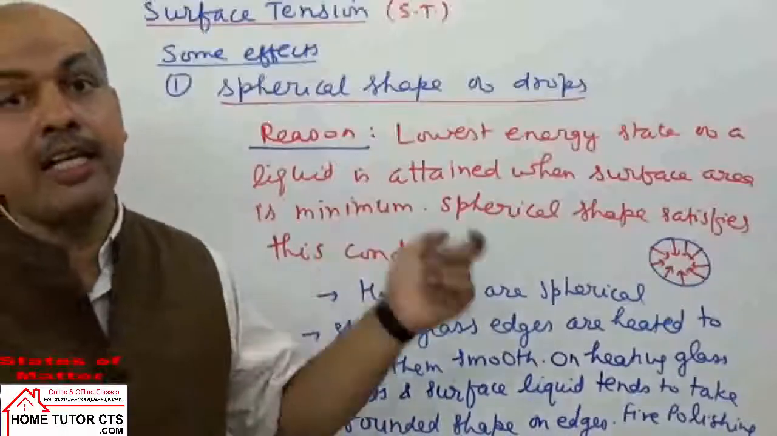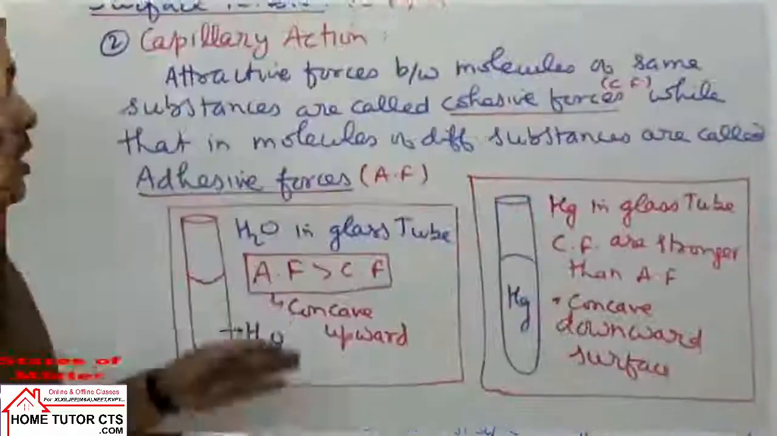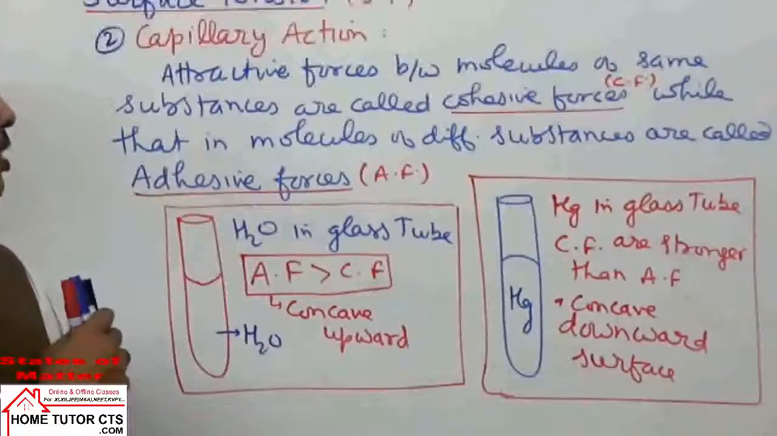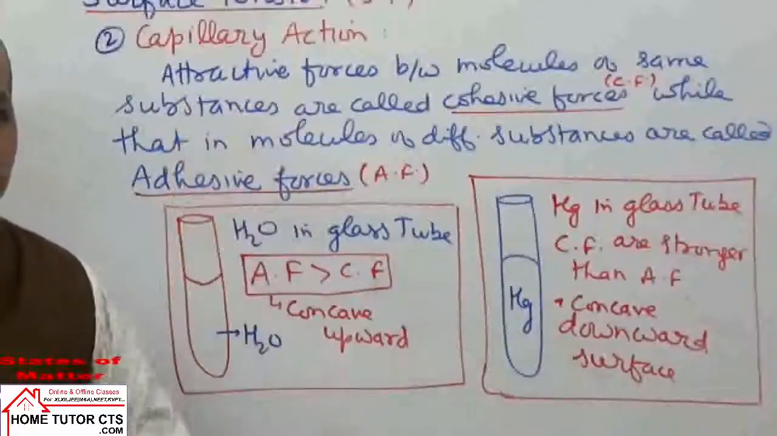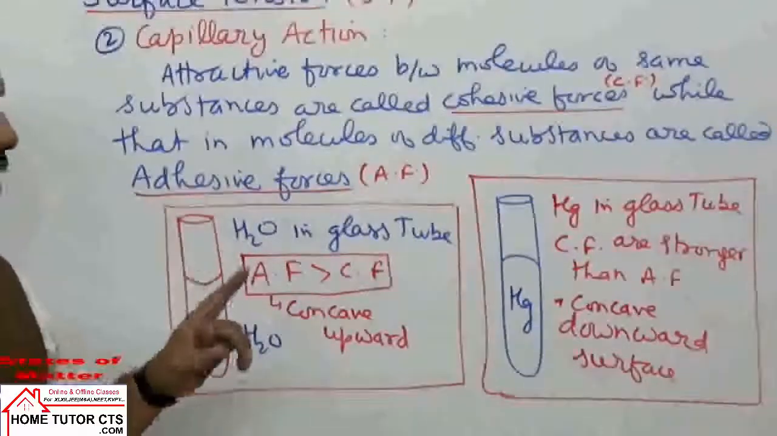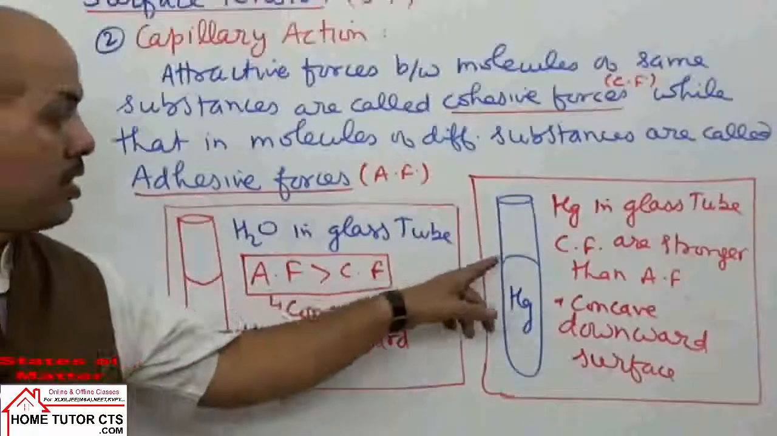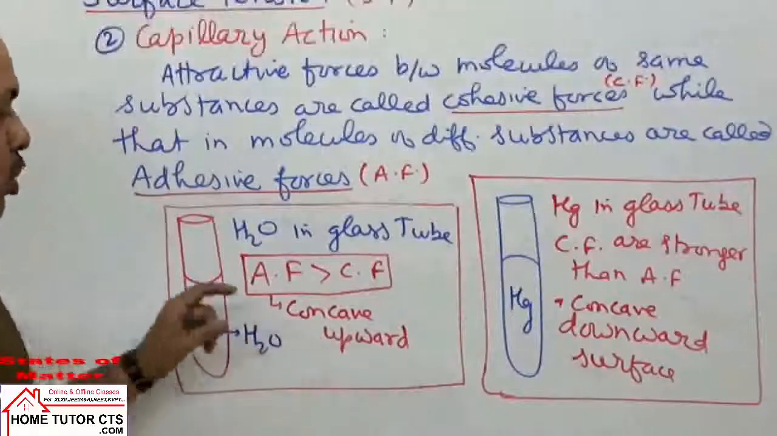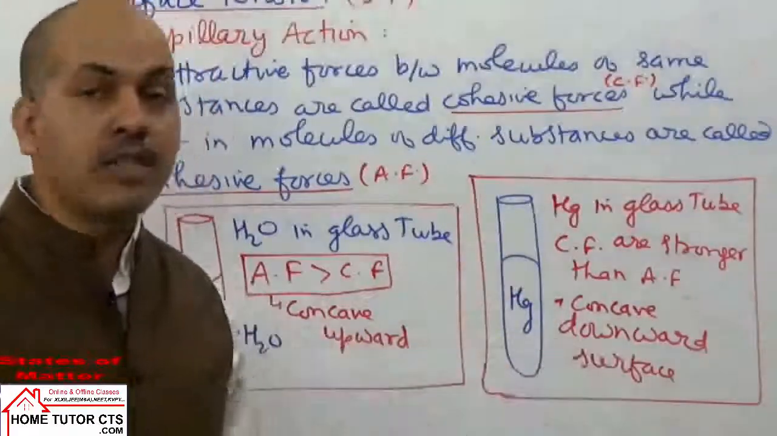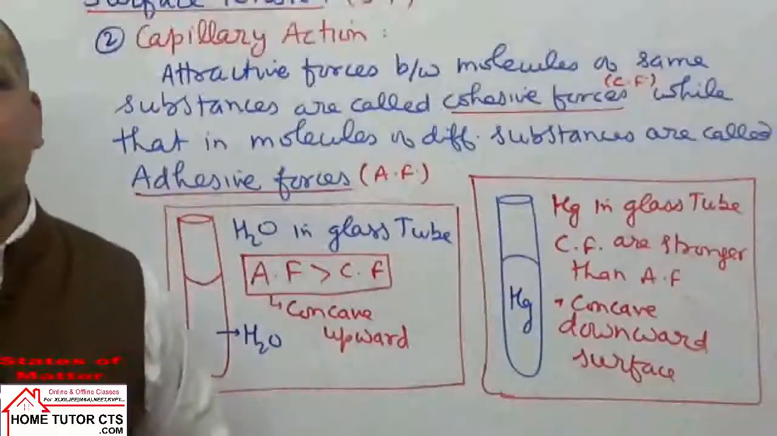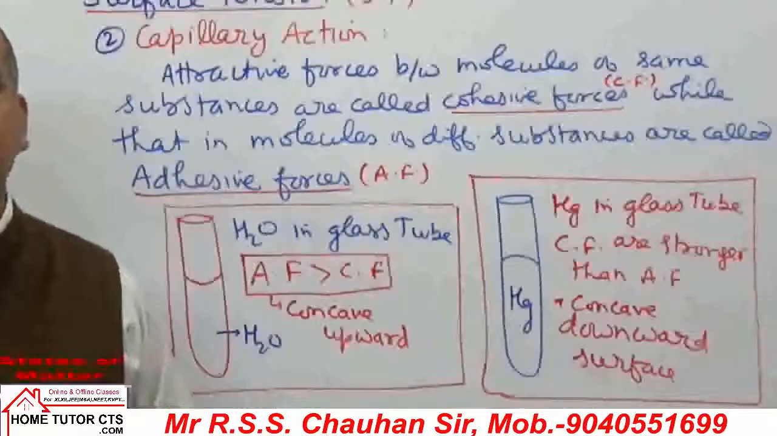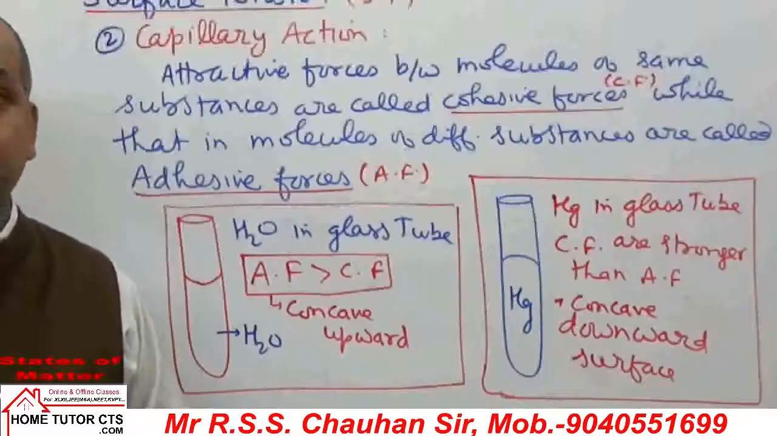Second, let us take capillary action. In the study of capillary action, if we take the surfaces of liquids in glass tubes, in some cases they have a concave surface, sometimes a convex surface, that is concave upward or concave downward. It depends on what? It depends upon two kinds of forces. One is called cohesive forces and the other is called adhesive forces.